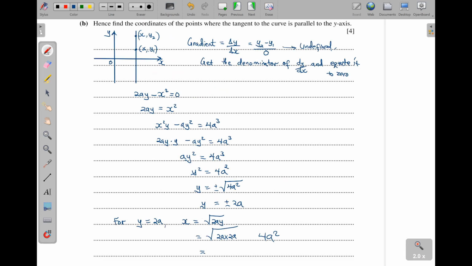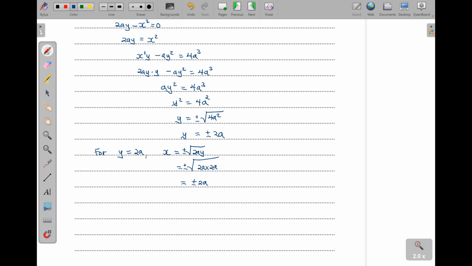Now when we take the square root, of course, we are supposed to have plus or minus. So what I'm going to get here is plus or minus 2a. So I'm going to have two coordinates here. One is positive 2a and then 2a. You see, that is one. And then there's also negative: I'm going to have negative 2a as the x coordinate, and the y coordinate is 2a. That is another one.